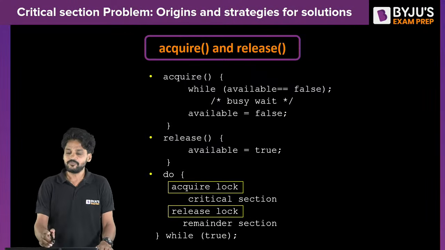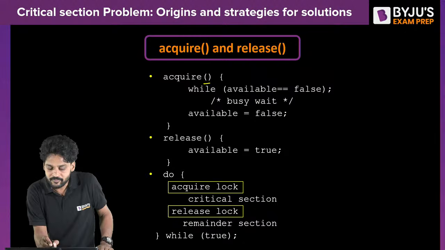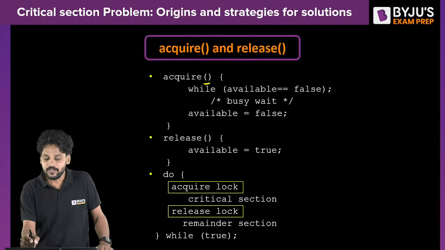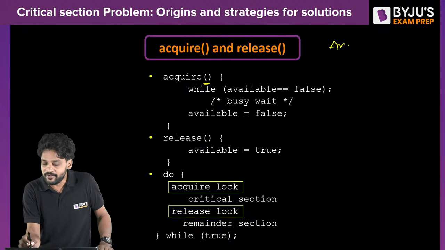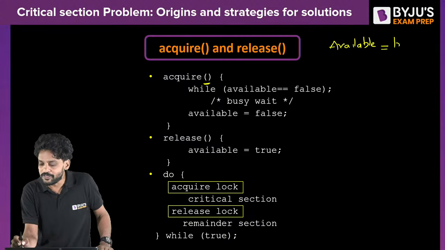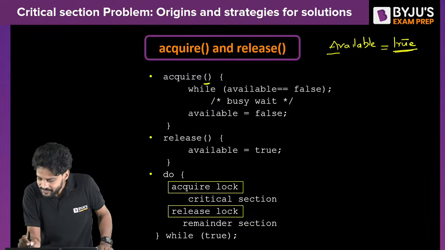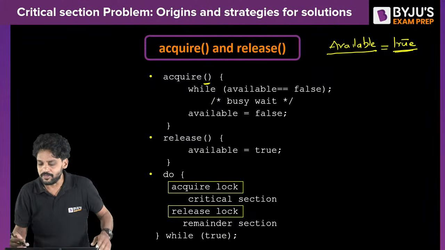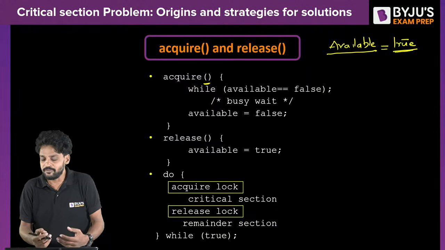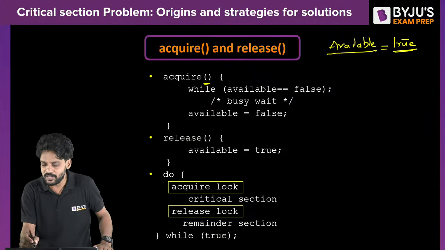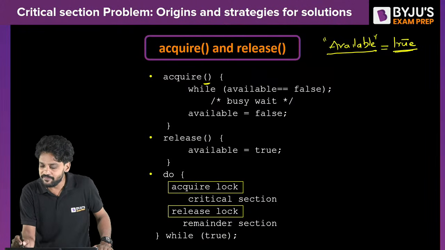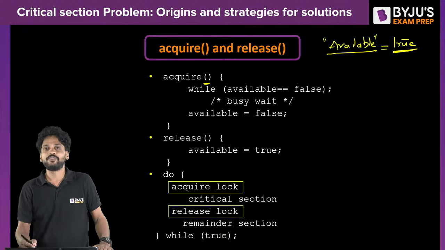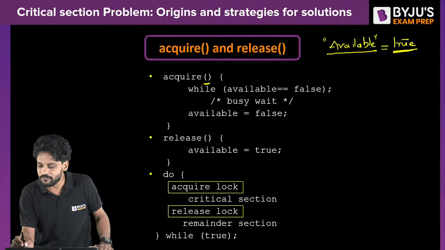Let us understand. The acquire function is implemented in this way. As I told you, the lock is named available. The available should be initially equal to true. If the lock value is equal to true, what is the lock? Lock is available here. I renamed it as available to keep the discussion fairly simple. If available is equal to true, that means the lock is available. If available is equal to false, then that means the lock is not available.